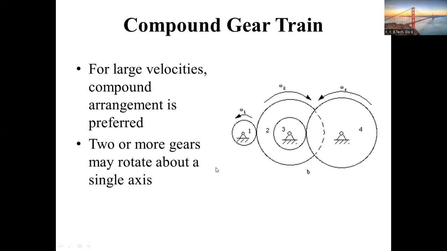But lathe is a universal machine on which a number of operations are performed. So we need to incorporate, we need to add this kind of arrangement of gears, the compound gear train. Then and only then is the speed reduction possible. Okay, so you should know where the compound gear train arrangement is also used.